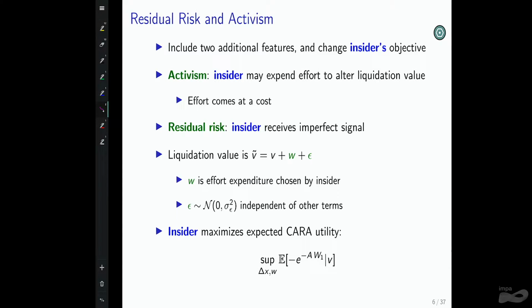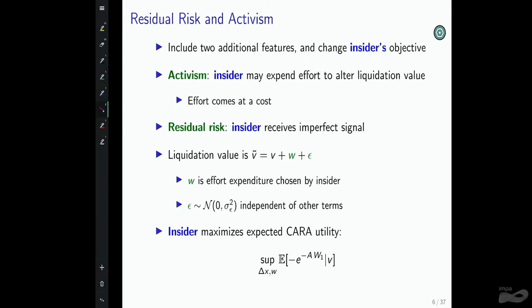So in addition to these additional dynamic terms, we're also going to allow the insider to have a utility function. We're going to use CARA utility for tractability reasons. And there's no reason to consider this residual risk term, epsilon, without having some kind of utility function, because if they were risk neutral, this epsilon wouldn't matter at all.